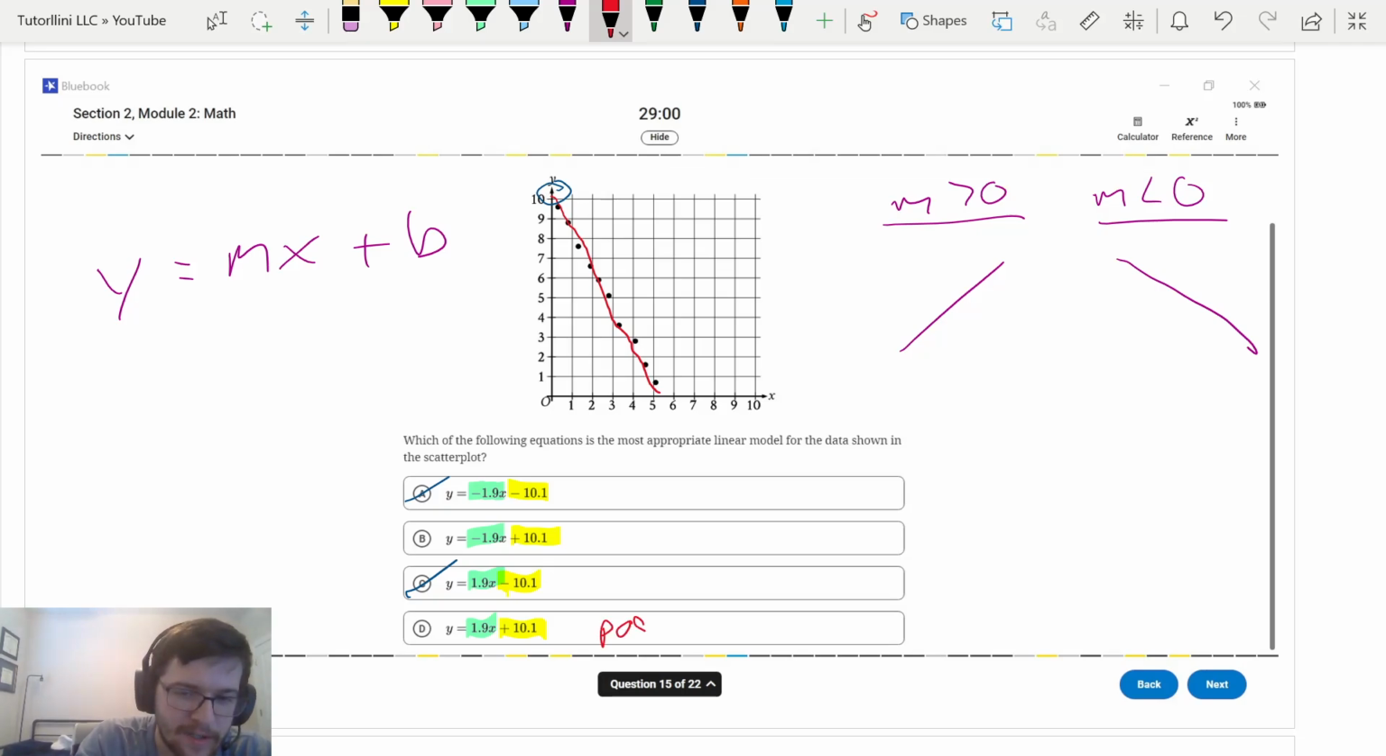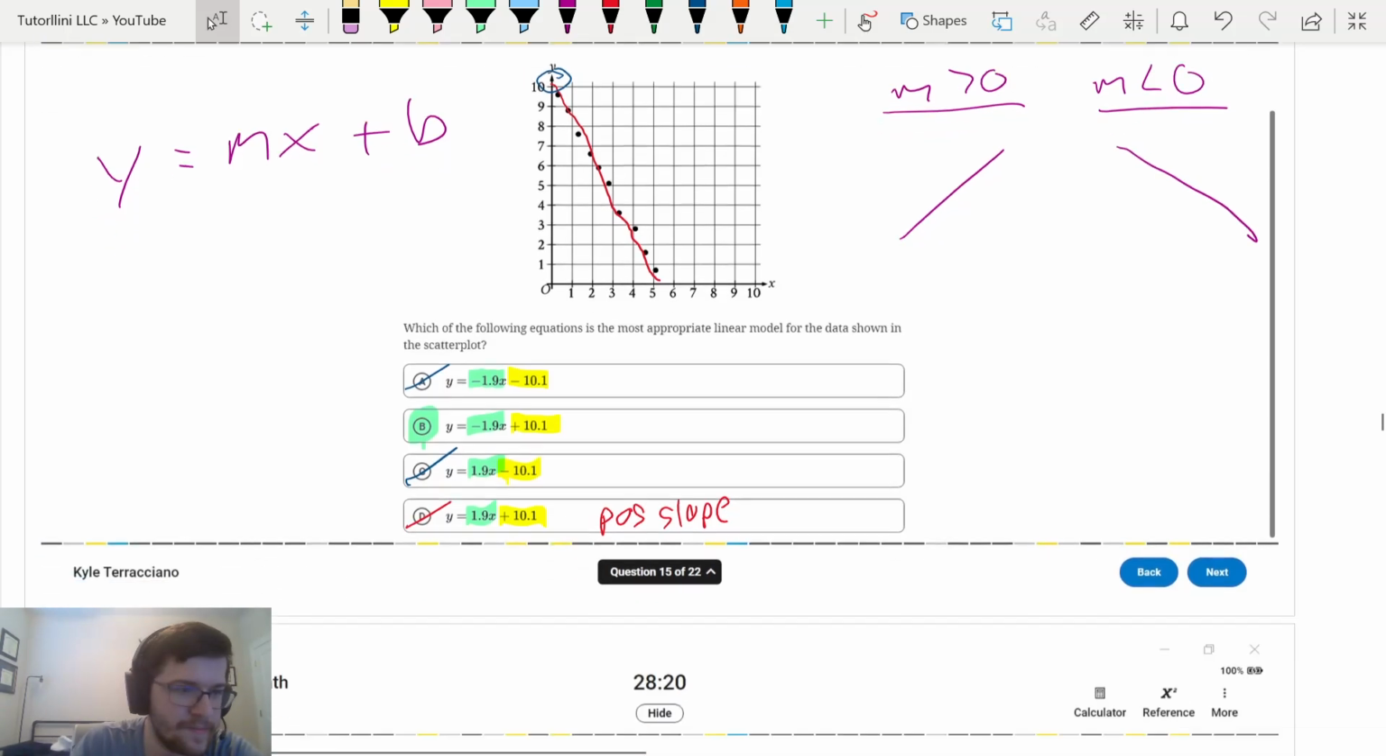D has a positive slope. So he's wrong. So it must be B. It's got a negative slope and a positive y-intercept. That was the case for this one. Again, you don't really need to calculate anything. You can just use process of elimination. Okay, so that was the answer to question 15.